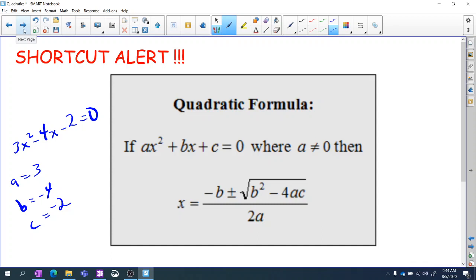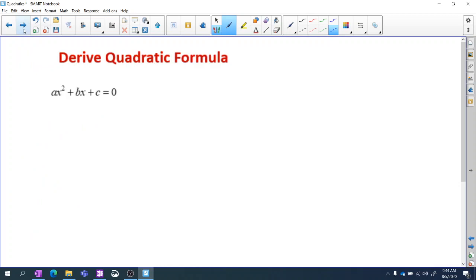Now, before we get to how to use it, I'm going to show you where the formula came from, just the math behind it. Not that I'd ever ask you to do this, but I don't generally like to just throw formulas out there and say, here's a formula, use it. I like to show students the math behind it, especially when we get to pre-calc courses.